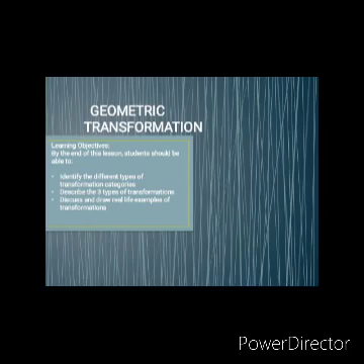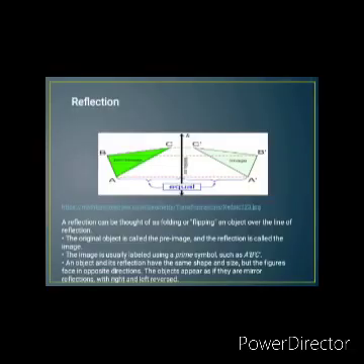Reflection. A reflection can be thought of as folding or flipping an object over the line of reflection. The original object is called the pre-image and the reflection is called the image. The image is usually labeled using a prime symbol, such as A', B', C'. An object and its reflection have the same shape and size, but the figures face in opposite directions. The objects appear as if they are mirror reflections with right and left reversed.